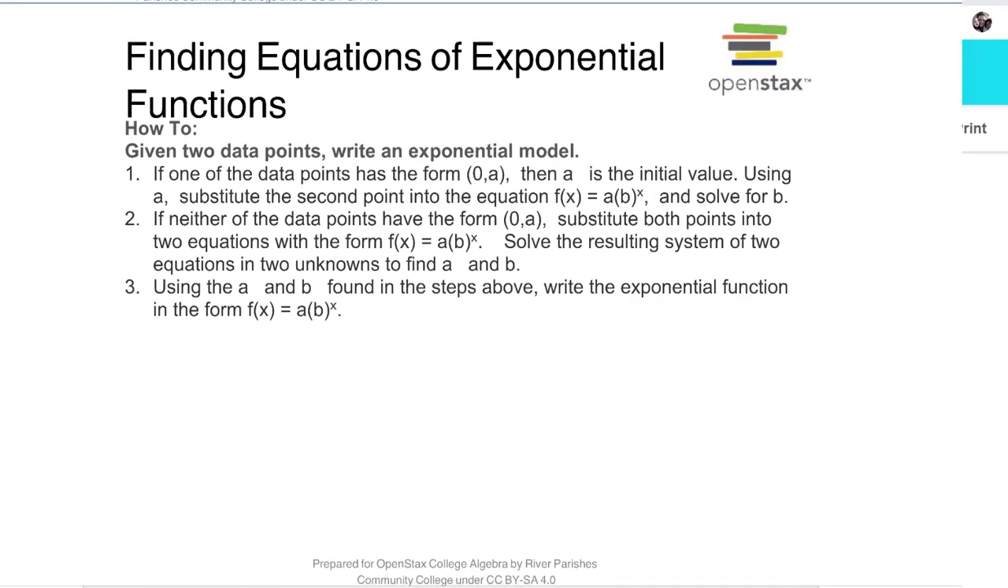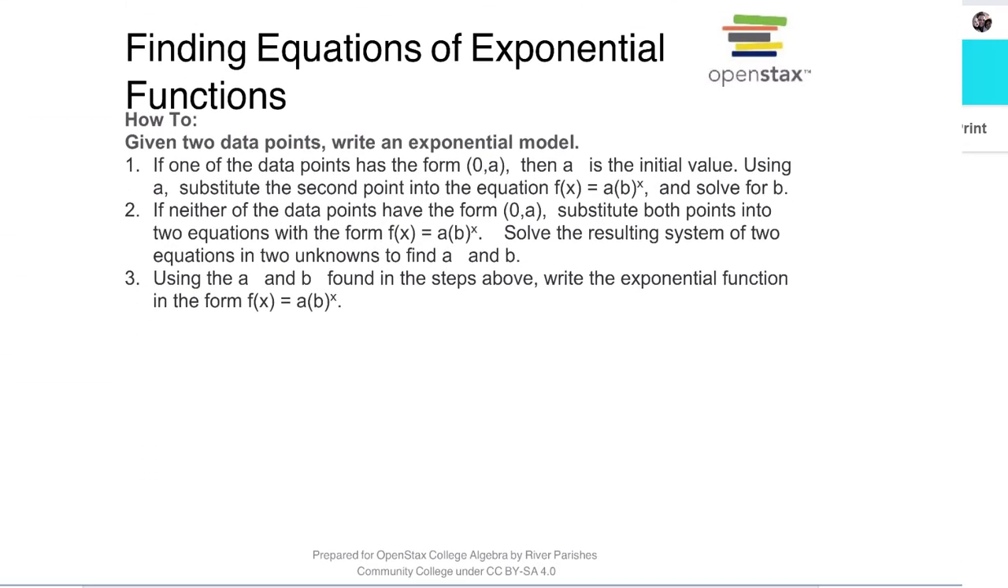All right. So let's talk about finding equations of exponential functions given two data points. If one of the data points has the form (0, a), then a is the initial value. Using a, substitute the second point into the equation f of x equals a times b to the x, and solve for b. If neither of the data points has the form (0, a), substitute both points into two equations with the form f of x equals a times b to the x. Solve the resulting system of two equations in two unknowns to find a and b. Using a and b found in the steps above, write the exponential function in the form f of x equals a times b to the x.